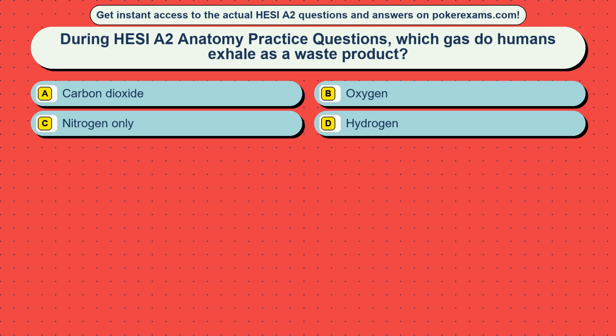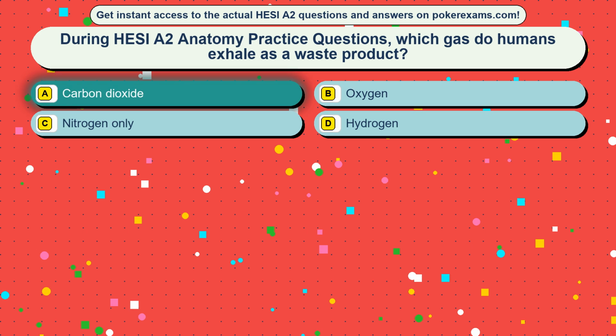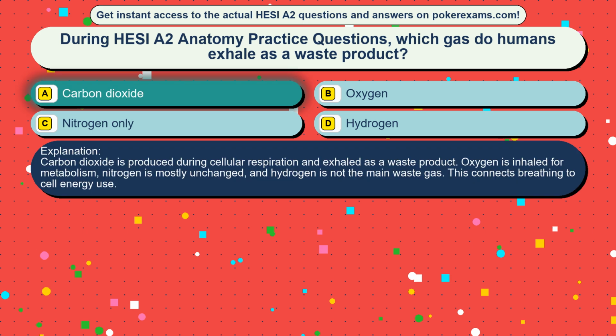Question 41. During HESI A2 anatomy practice questions, which gas do humans exhale as a waste product? Option A, carbon dioxide. Option B, oxygen. Option C, nitrogen only. Option D, hydrogen. The correct answer is option A, carbon dioxide. Carbon dioxide is produced during cellular respiration and exhaled as a waste product. Oxygen is inhaled for metabolism, nitrogen is mostly unchanged, and hydrogen is not the main waste gas. This connects breathing to cell energy use.